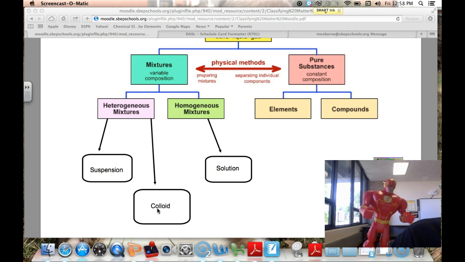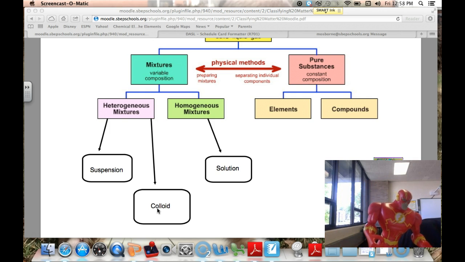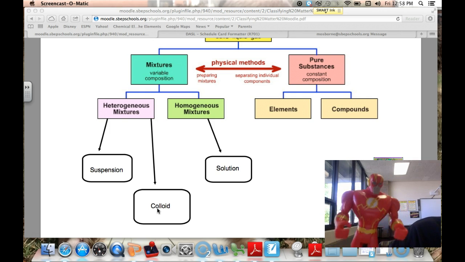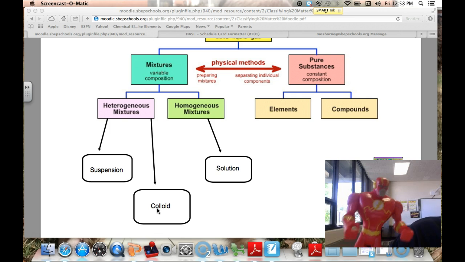So once again, when you classify matter, it's either going to be a pure substance or a mixture. If it's a pure substance, it's either an element or it's a compound. If it's a mixture, it's either homogeneous or it's heterogeneous. And if it's heterogeneous, it's either a suspension where you see all the different layers, or it's a colloid where that looks homogeneous, it looks exactly the same, but you can't see through it. And again, if it's homogeneous, everything looks the same and you can see through it, like sugar water, air, salt water.